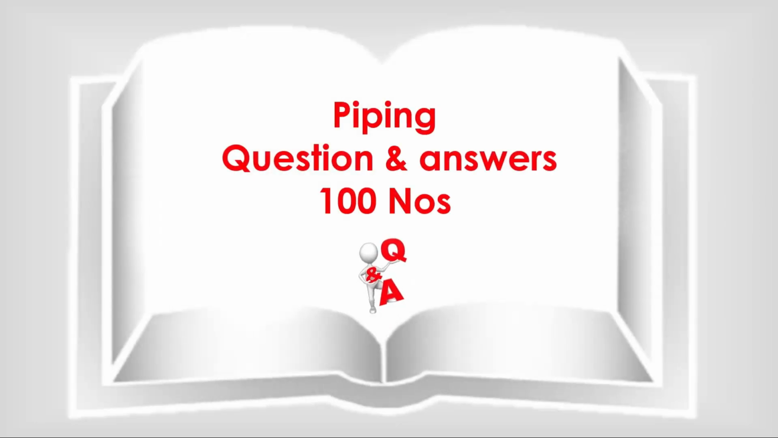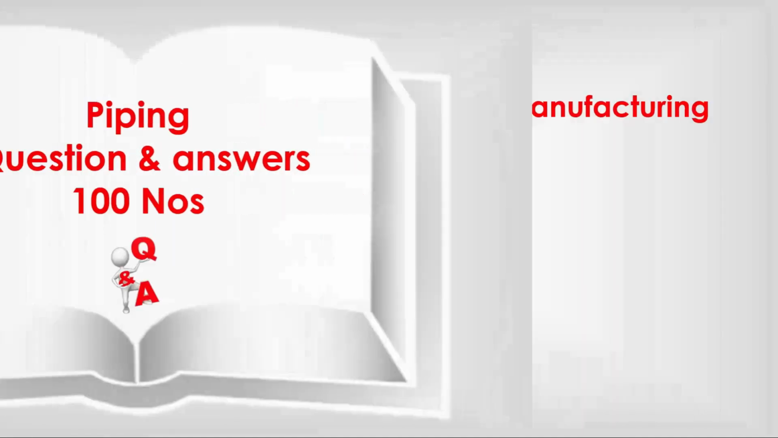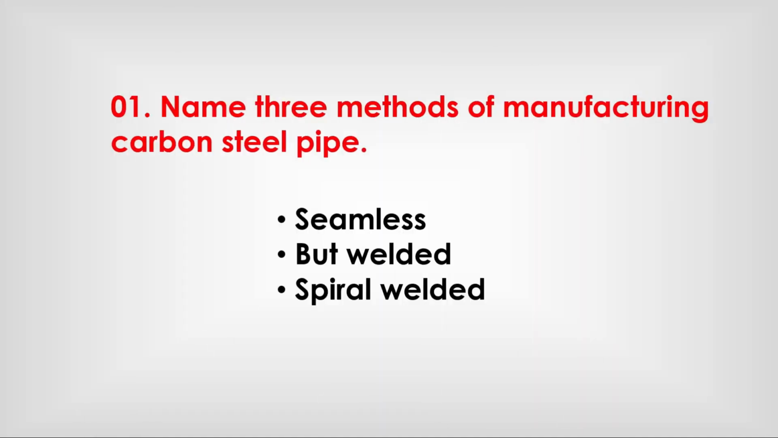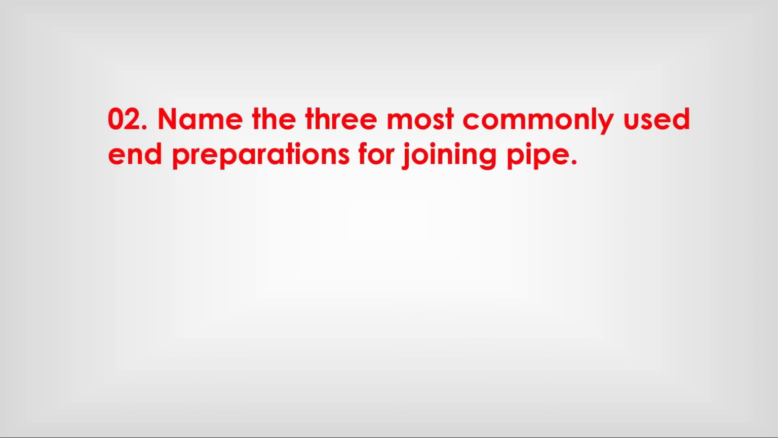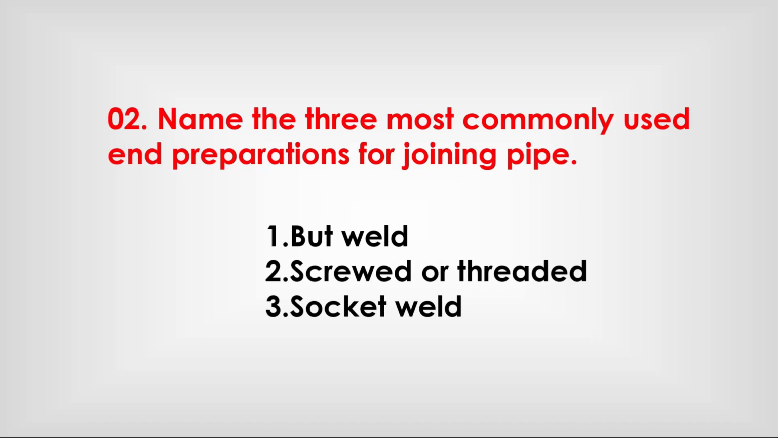Piping questions and answers, 100 numbers. Name 3 methods of manufacturing carbon steel pipe: seamless, butt welded, spiral welded. Name the 3 most commonly used end preparations for joining pipe: butt weld, screwed or threaded, socket weld.